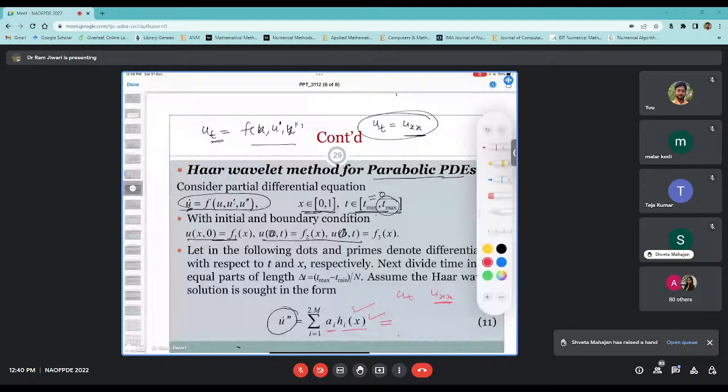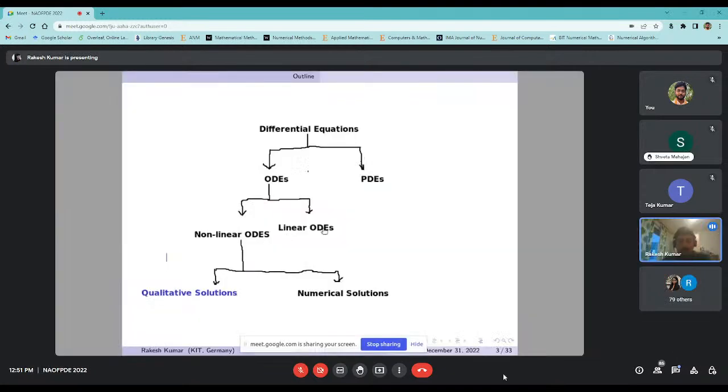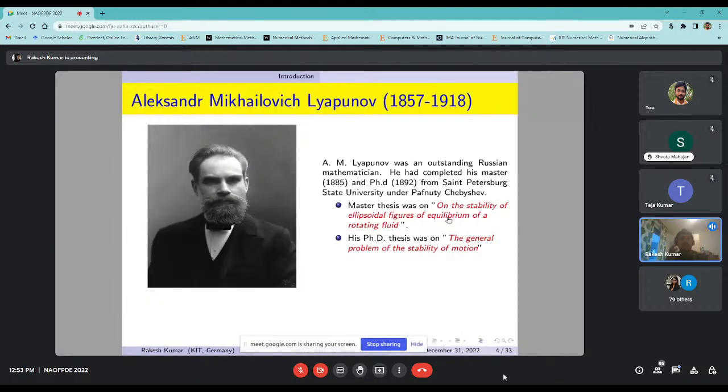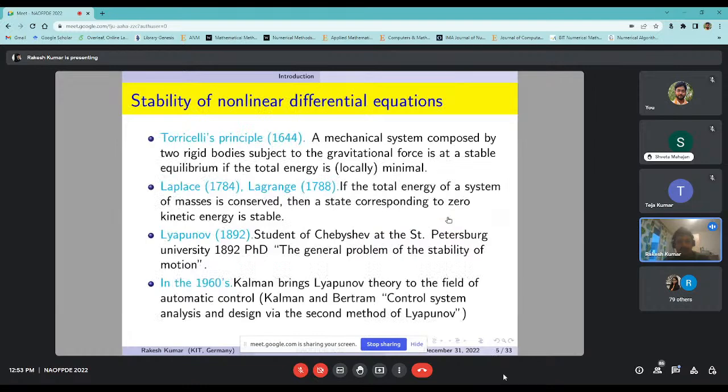Nonlinear ODEs are not analytically solvable, so what we do is two things. We can see the behavior of the solution of nonlinear ODEs using two methods, either numerical solutions or qualitative solutions. Now Lyapunov gave a theory to find the stability of nonlinear ODEs, and these are the chronology in the development of Lyapunov theory.